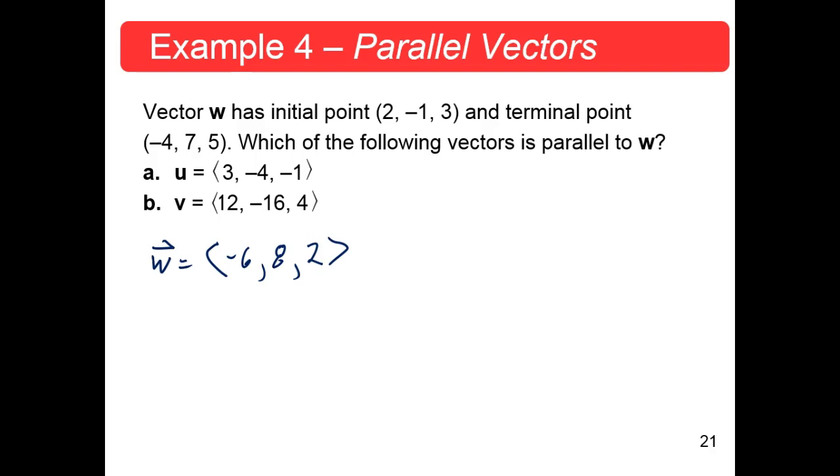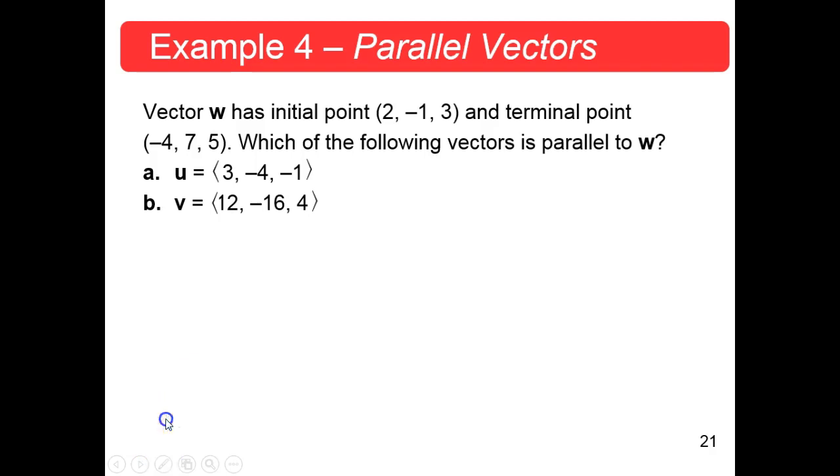Second? V is 2. Is that what you said? Okay, what's the multiple? Negative 2. Yeah, negative 2 times negative 6 is 12. Negative 2 times 8 is negative 16. But negative 2 times 2 is negative 4. Doesn't work. Close, but no cigars. So that one is not parallel to W. See how that works? Let's see how they did it.